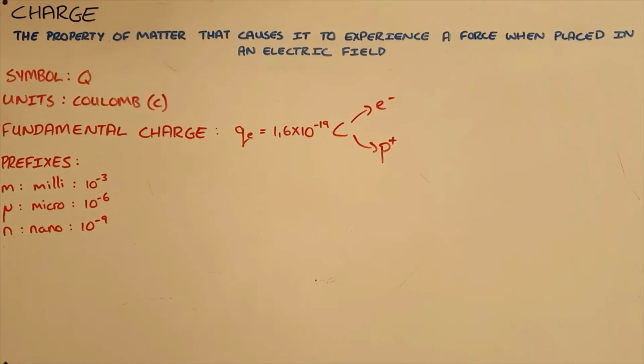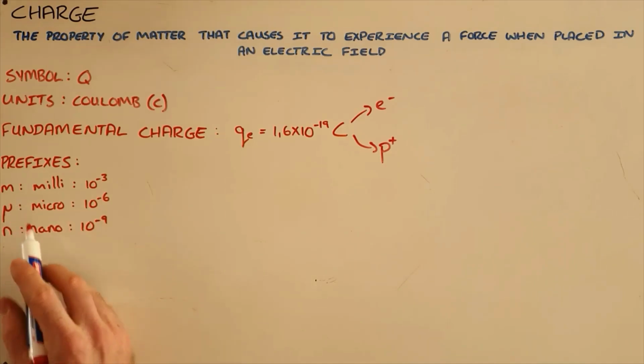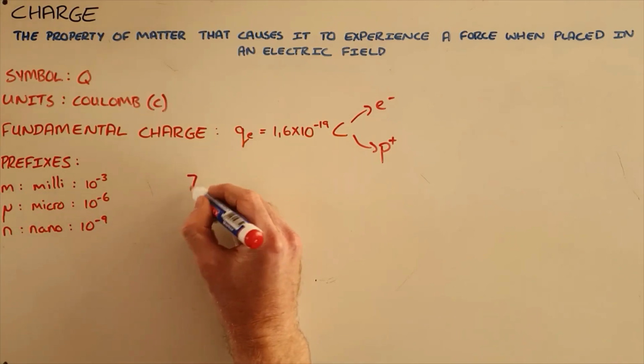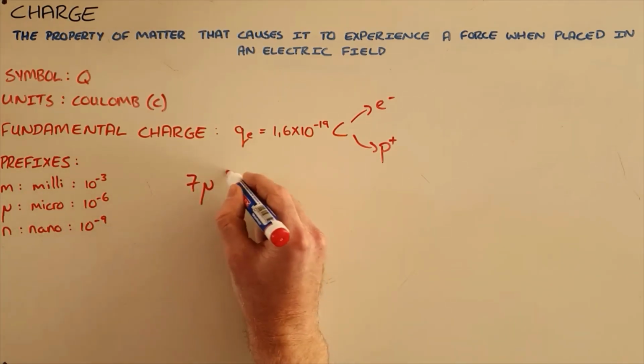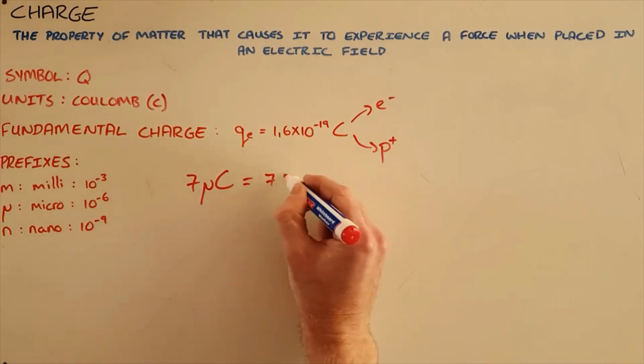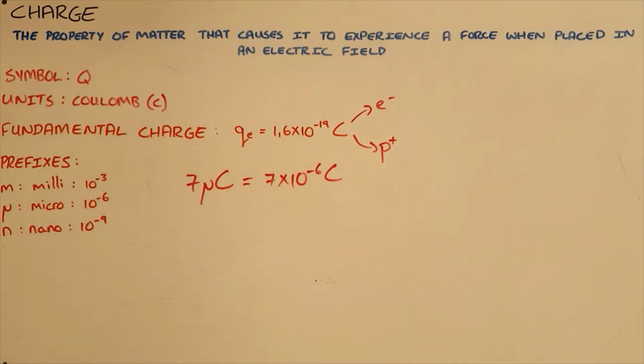Now, due to the size of the fundamental charge, the coulomb is a very, very big unit. So we would often refer to charge in either of these prefixes: milli, micro, or nano. So when we are referring to a number, for example, 7 microcoulombs, that basically just means that it can be rewritten as 7 times 10 to the power of minus 6 coulombs. And the reason for that is because a coulomb of charge is such a big quantity, we often have to use these prefixes when talking about charges in everyday life.